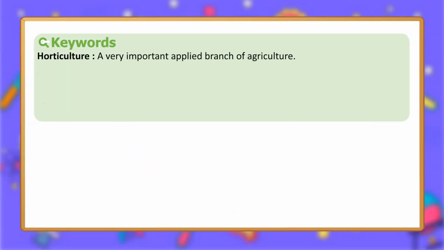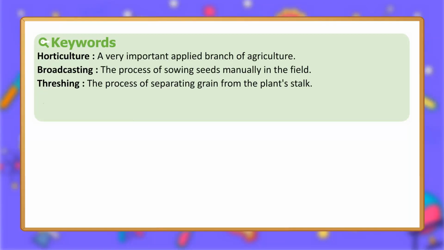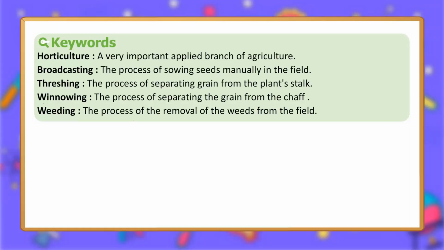Keywords. Horticulture: a very important applied branch of agriculture. Broadcasting: the process of sowing seeds manually in the field. Threshing: the process of separating grain from the plant stalk. Winnowing: the process of separating the grain from the chaff. Weeding: the process of removing the weeds from the field.